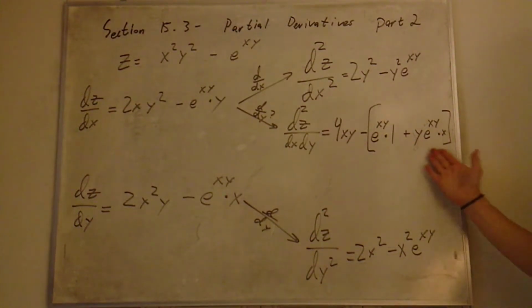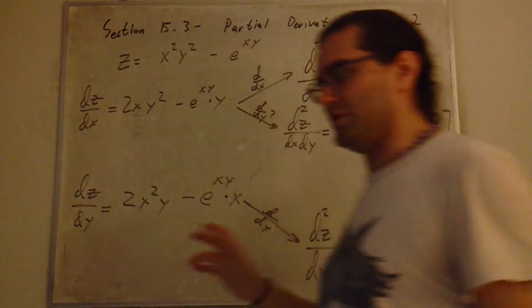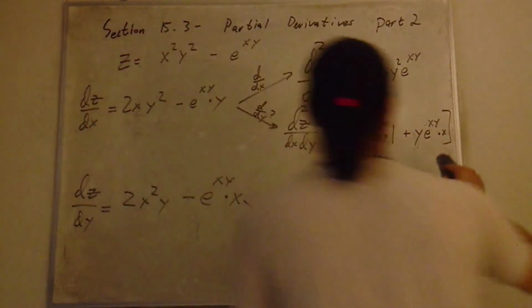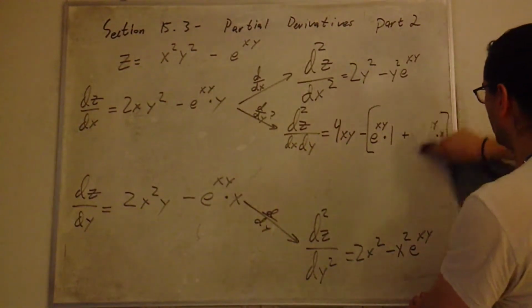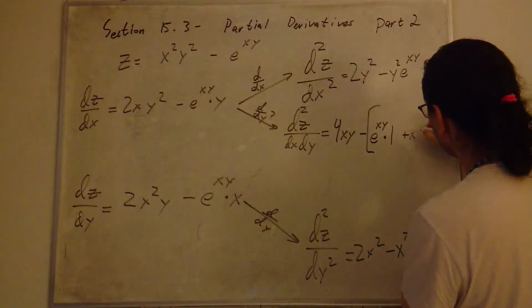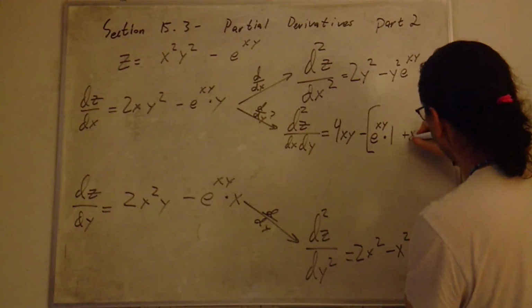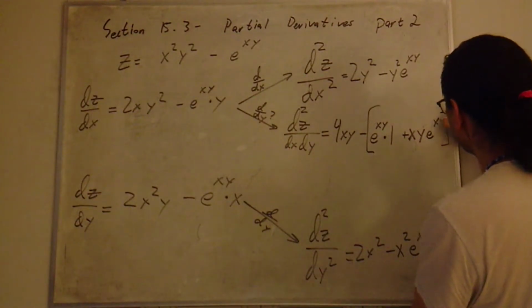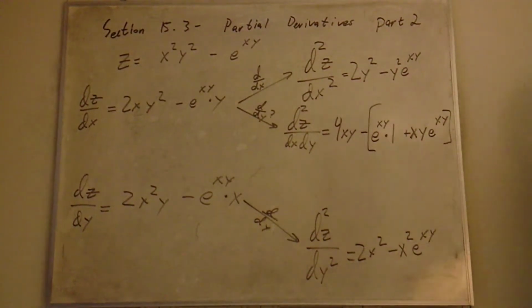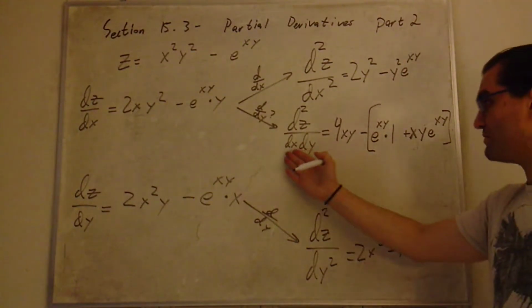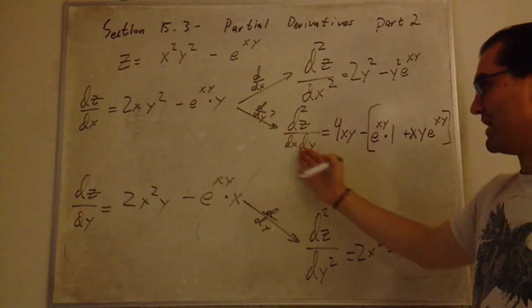You can all see what this looks like. I'm going to simplify it a little bit with the eraser because I'm running out of space. I'm just going to put this x in front. So this is x, y, e to the xy. So that's what happens when we do the derivative with respect to x and then with respect to y.